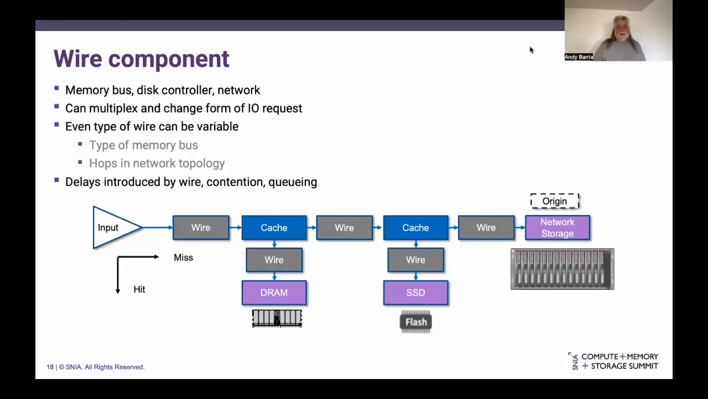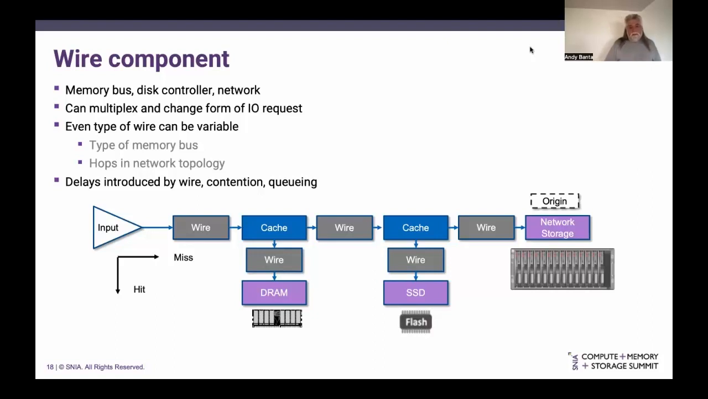Now let's chat about the wire component. The wire components, much like the media components, are going to be things like memory buses, disk controllers, networks. Keep in mind that a wire component can multiplex. That means you can have one input and multiple outputs on it. A wire component could also be like a disk controller, where it's going to take a big memory chunk and change that into a bunch of different disk I/O commands. So just think of the wire as something that transports the data, but it could multiplex it, chunk it up, reconstitute it, a variety of different things that a wire can do. It's just one of the things that goes between your caches and your media.